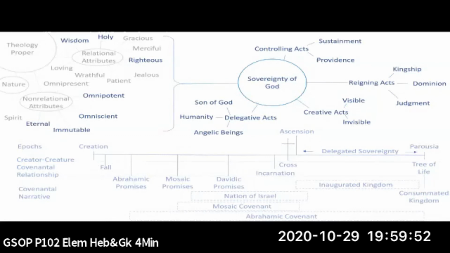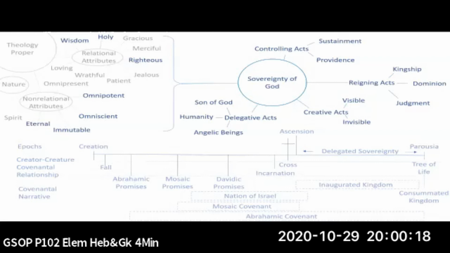Across this meta-narrative of this, looking at from creation to the parousia, to the second coming of Christ. If you look at God's sovereignty from the fall to the various promises, the Abrahamic, the Mosaic, the Davidic promises, under the Davidic promises, we got the nation of Israel, and the Mosaic promises, we got the Mosaic covenant, and the Abrahamic promises, the Abrahamic covenant.